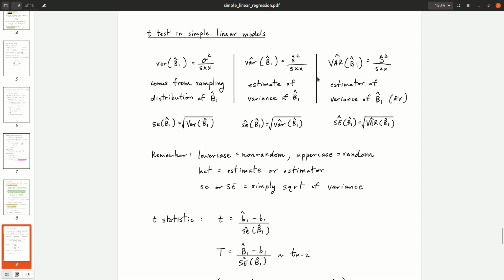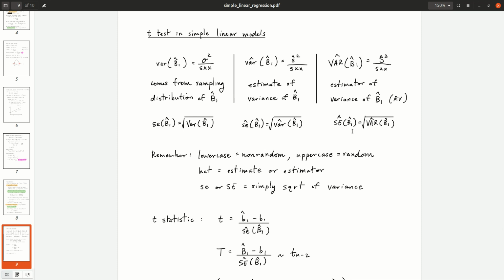Now the third column is just the random variable version of the middle column. So wherever I saw little s hat, I'm going to do big S hat, which is the random variable version. And the notation I'm going to use to follow our convention that capital letters mean random variables is I'm going to capitalize VAR. So big VAR hat B1 hat is our estimator of the variance of B1 hat. And then we can also talk about the square root of that quantity, which is also a random variable. I'm going to call it capital SE hat B1 hat.